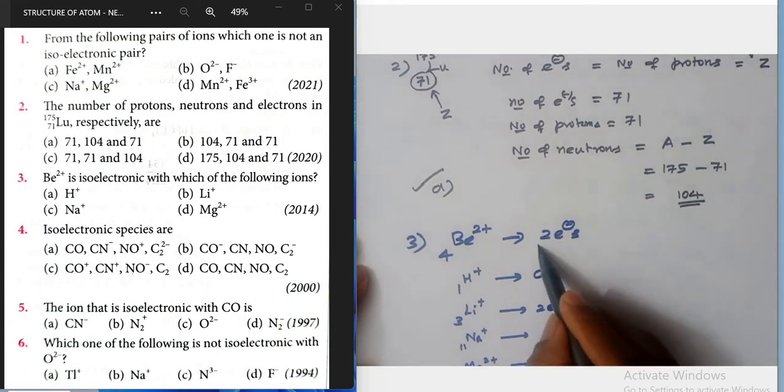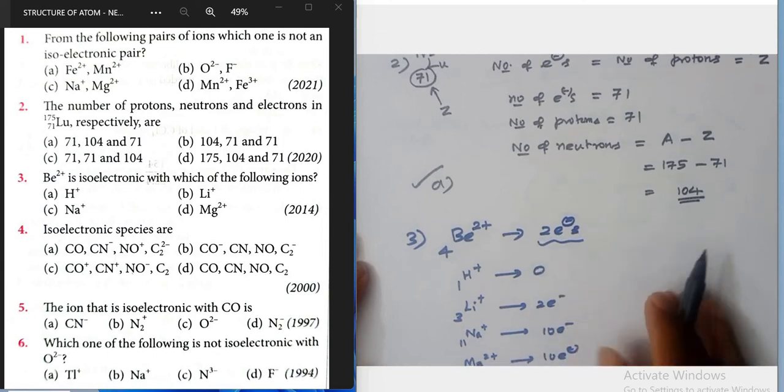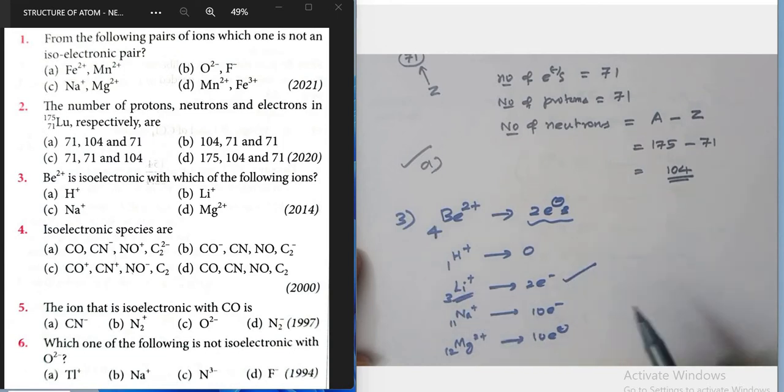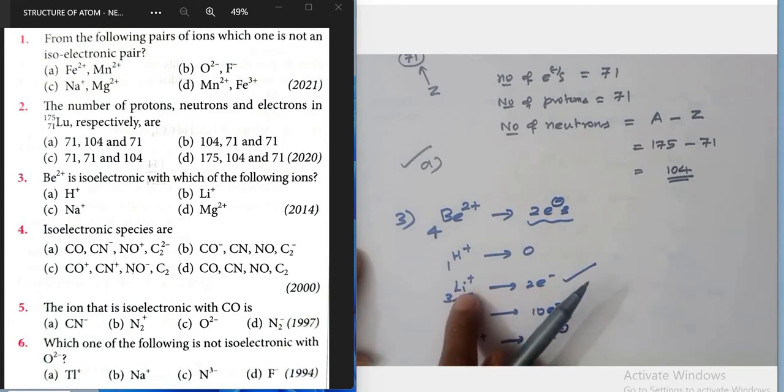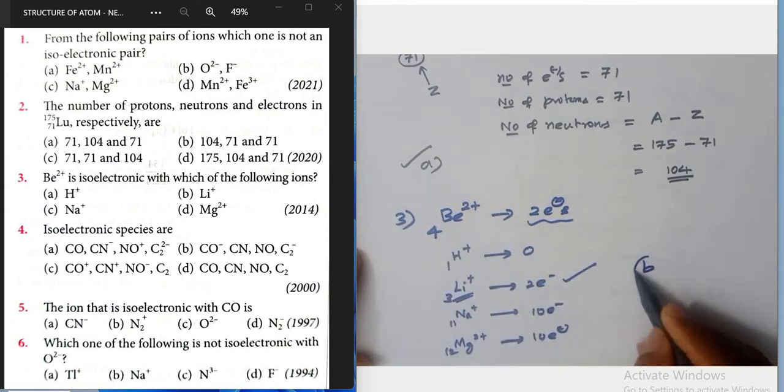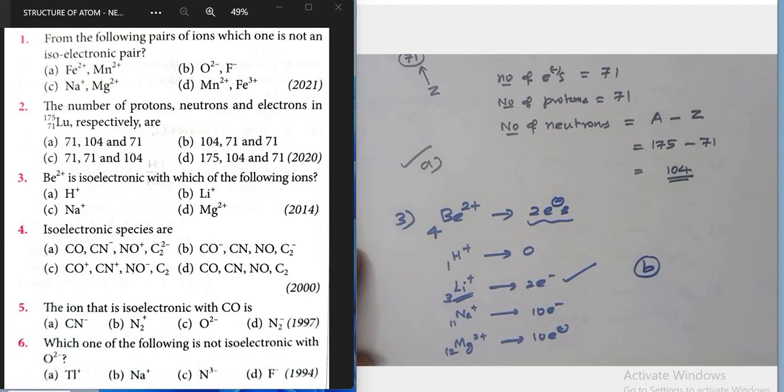Now, beryllium 2 plus has 2 electrons. So which species among the 4 has 2 electrons? It is the lithium ion. Therefore lithium plus is isoelectronic with beryllium 2 plus. So the correct option for this question is option B. Okay, take down.